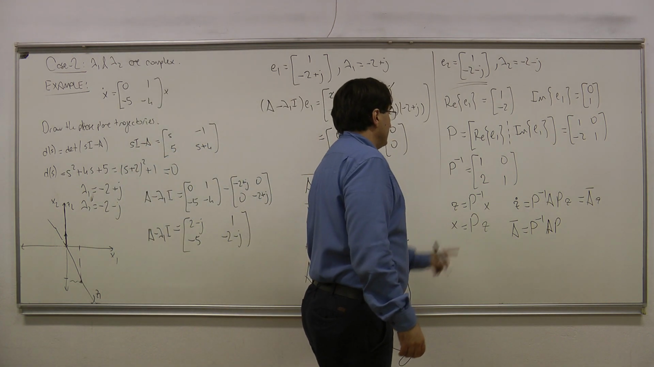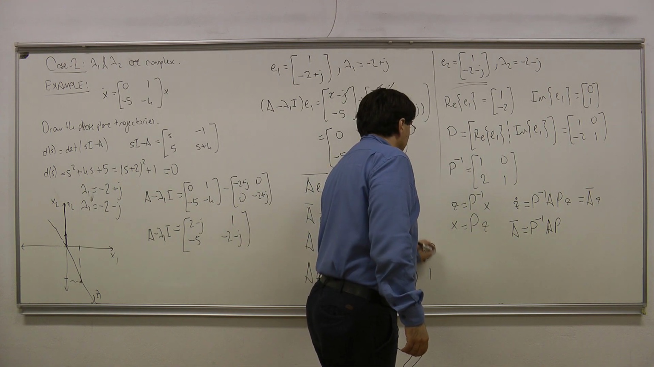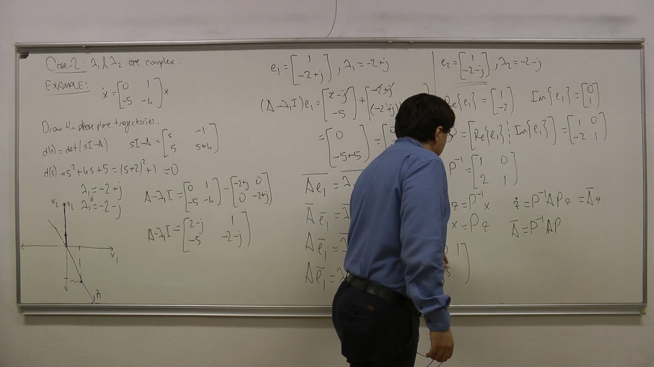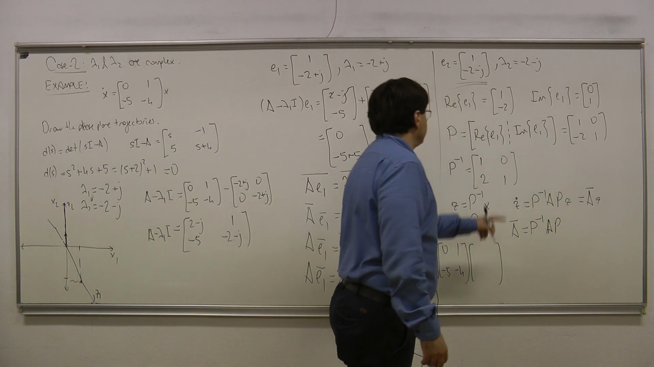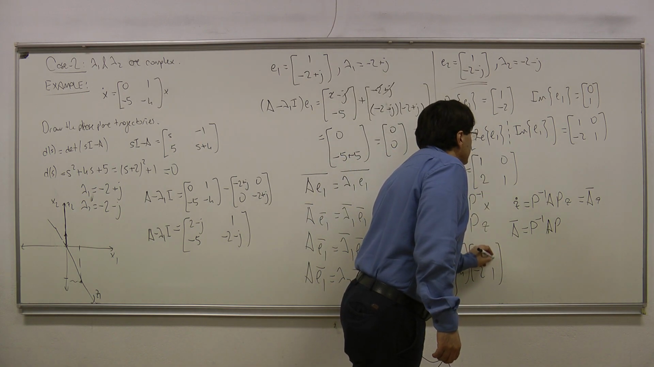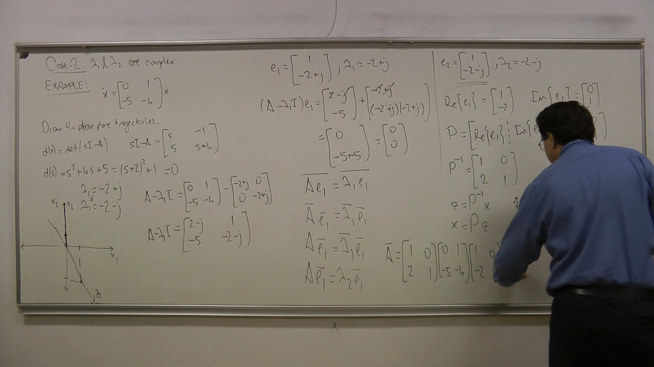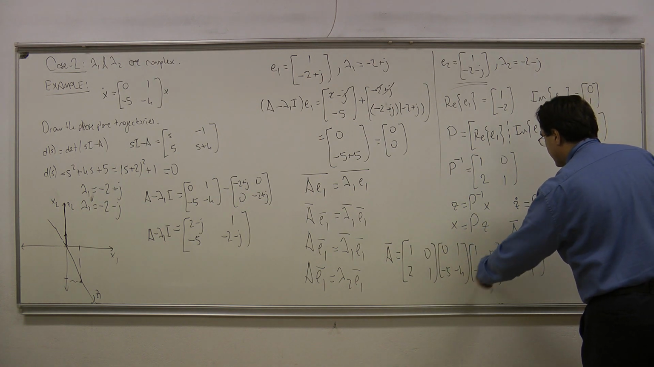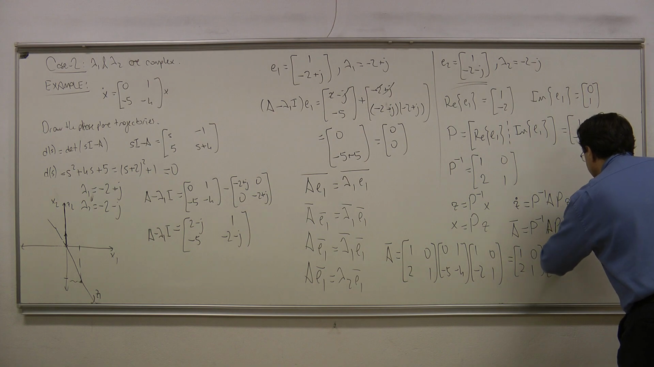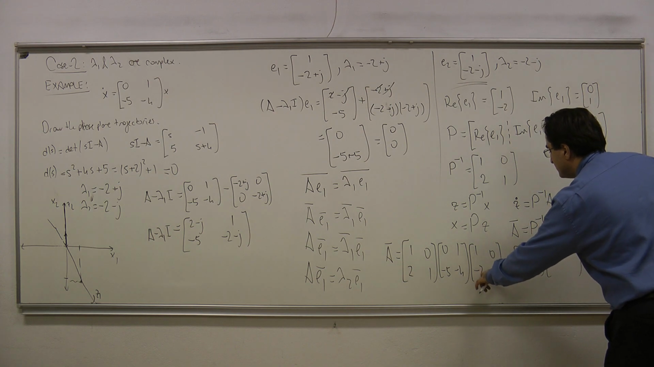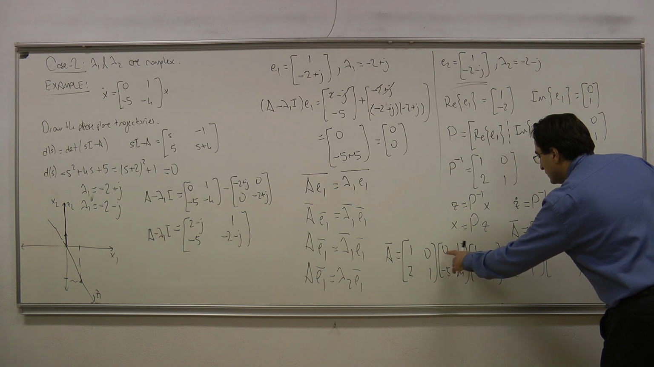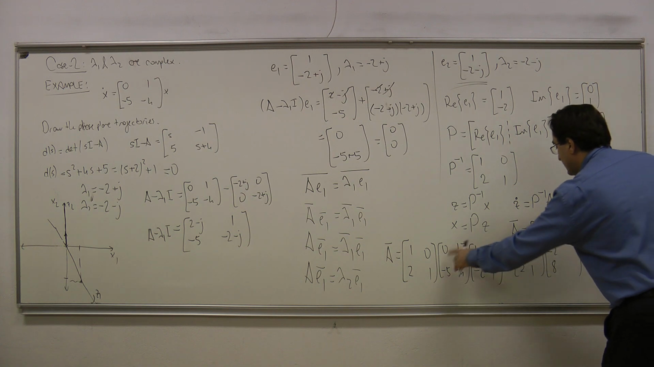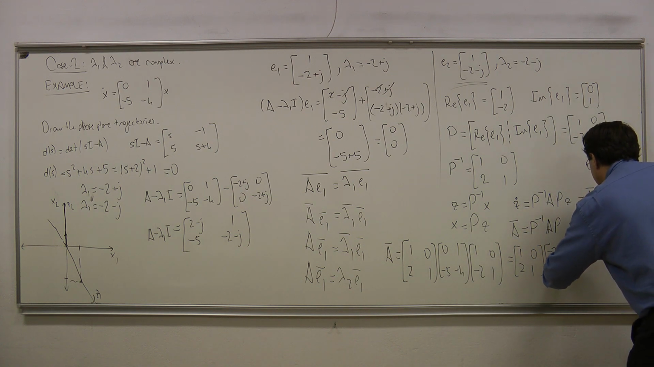A bar is P inverse, 1, 1, 2, 0, times A. A is 0, 1, minus 5, minus 4. And I have P itself, 1, 1, minus 2, 0. So if I do this multiplication, I have the P inverse still here. And let us do this multiplication instead. So I would have the minus 2 here in the first element, and I would have here 8, and the second column 1 and minus 4.